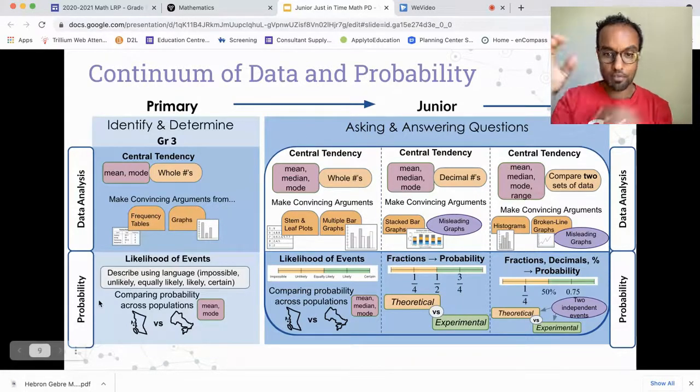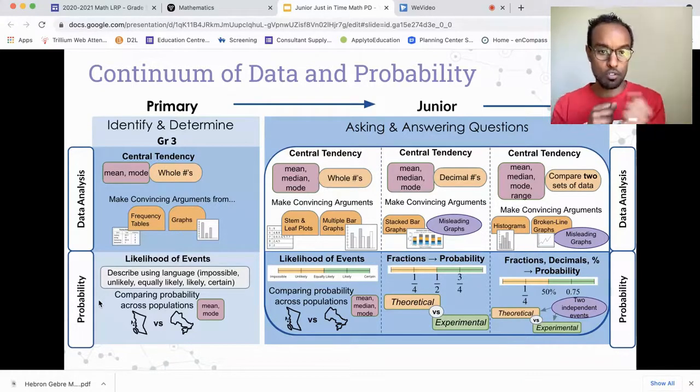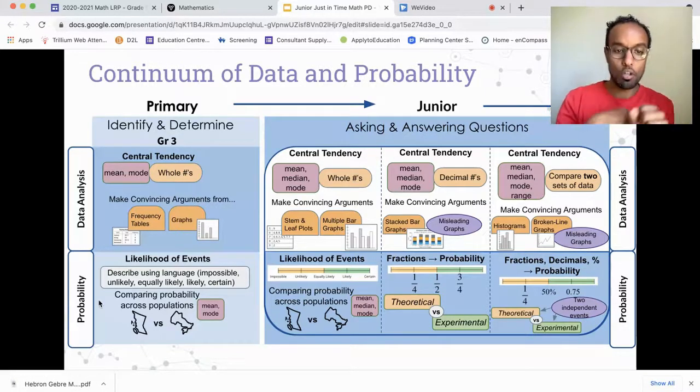The other piece of topic 13 is probability. It starts off in grade 3, pulling back to primary grades, as a likelihood of events. We describe using language like impossible, unlikely, equally likely, likely, and certain, the likelihood of events. And with that, even in grade 3, we're doing some comparing probability across different populations. So what's the likelihood of a thunderstorm in BC as opposed to a thunderstorm in Ontario?